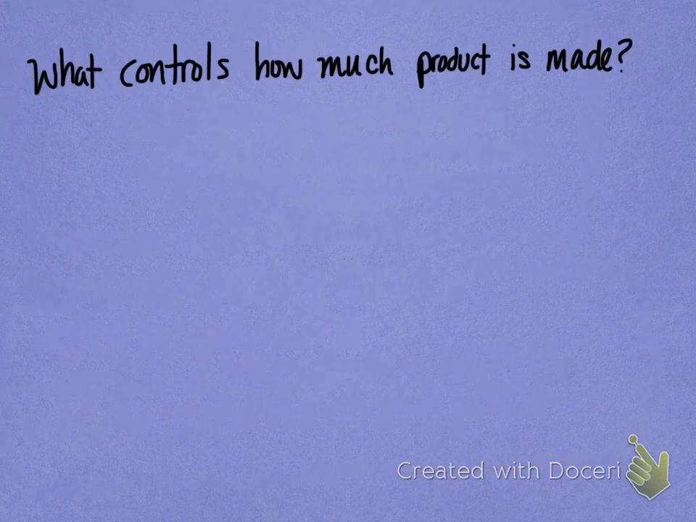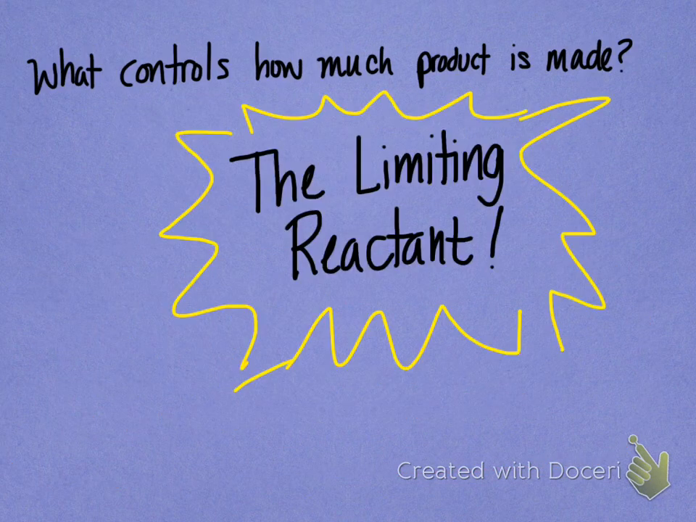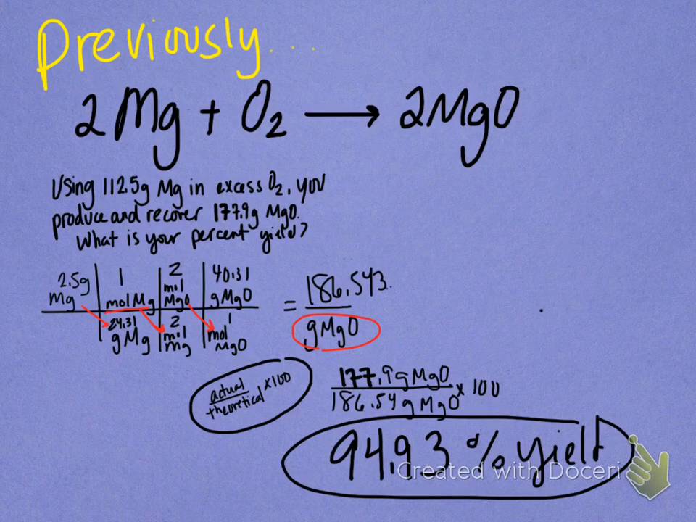Okay, what controls how much product is made? The limiting reactant! It literally limits how much product can be made. Why does that matter? Well, up to now, when doing percent yield problems, we've been given things like this, and this is actually an old problem. We're given an equation. We're told that some amount of something reacts in excess of the other reactant, and how much we make, what's your percent yield. So all you have to do is plug in the thing that's limiting, predict your amount of product, calculate percent yield. Easy peasy.